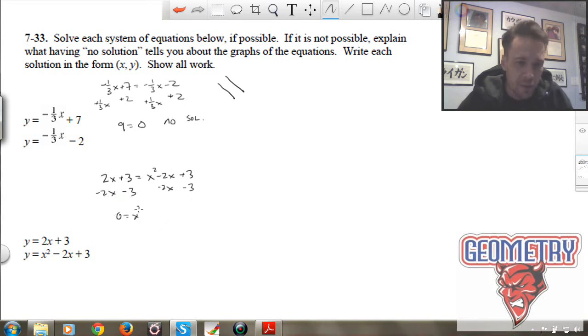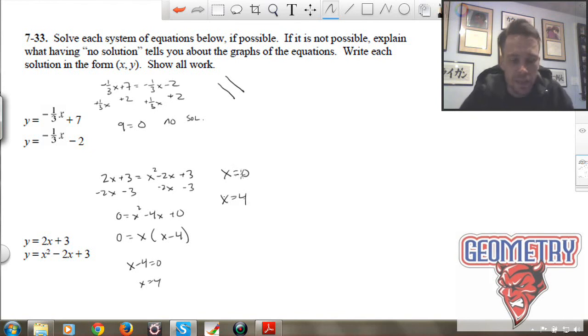I get 0 equals x squared minus 4x plus 0. So x squared minus 4x. Okay, this one I'm going to factor by factoring an x out of both of those terms. Right? X squared and minus 4x both have an x in them, so factor it out. And so we have two solutions here. Each term here we're going to set equal to 0 and solve. So our first solution here is when x equals 0. Our other solution is when x minus 4 equals 0, which means x equals 4.